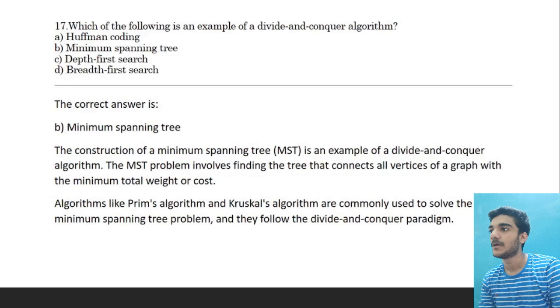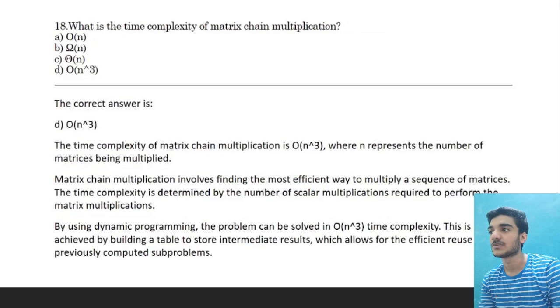Next question. Which of the following is an example of a divide and conquer algorithm? And the correct answer is minimum spanning tree. The construction of MST is an example of a divide and conquer algorithm. The MST provides finding the tree that connects all vertices of a graph with the minimum total weight or cost.